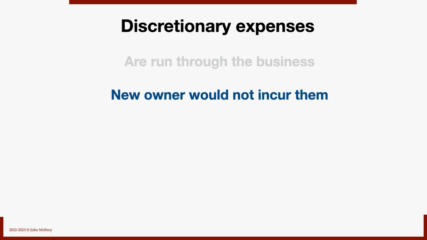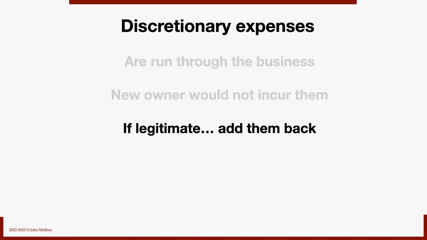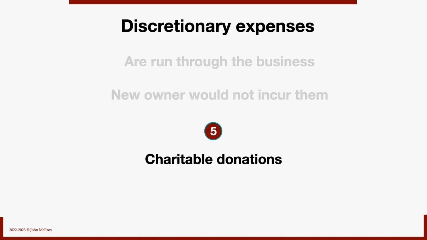Discretionary expenses are not necessarily personal, but they're also run through the business, not something a new owner would incur. So if they're legitimate, we add them back too, like charitable donations. They're unrelated to the business. It's a pet charity of the existing owner. You're not going to be making those same charitable donations, so you add that back to calculate adjusted EBITDA.